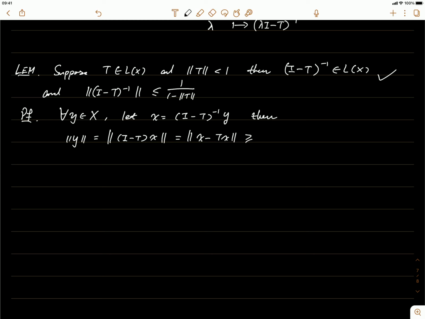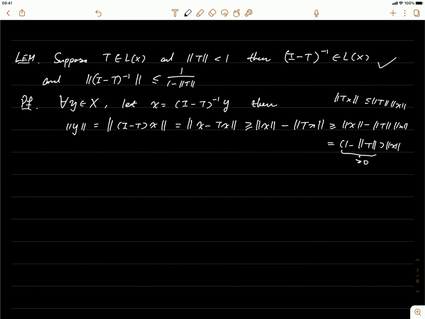And by triangle inequality, this is greater than or equal to the norm of X minus the norm of Tx. But remember that Tx has a norm less than or equal to the norm of T times the norm of X. So this is bigger than or equal to the norm of X minus the norm of T times the norm of X, because you're subtracting something even larger, so you get a smaller value. And this is equal to 1 minus the norm of T times the norm of X. And we know that this is positive, because the norm of T is smaller than 1.